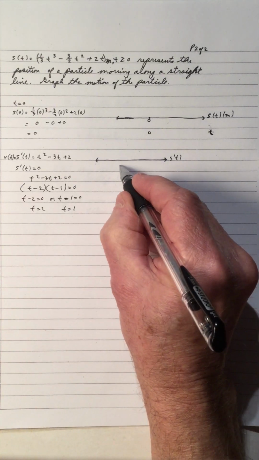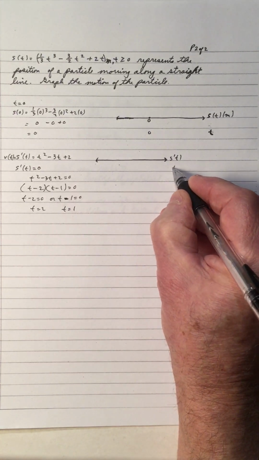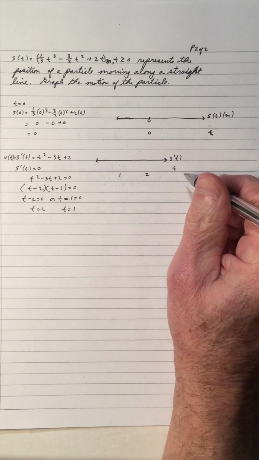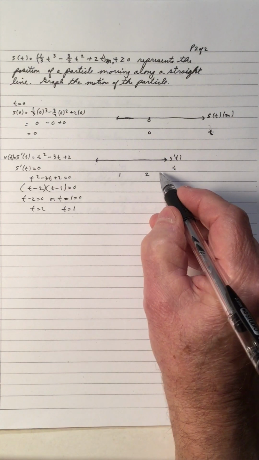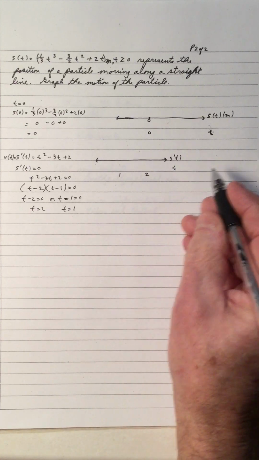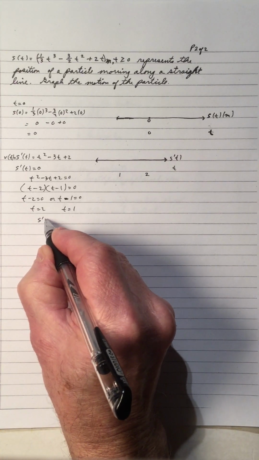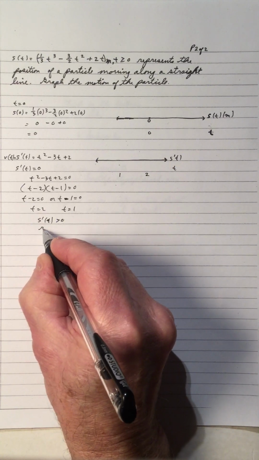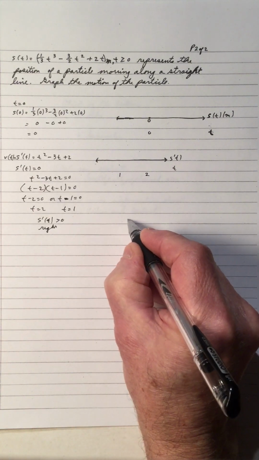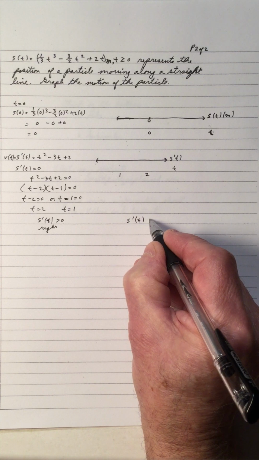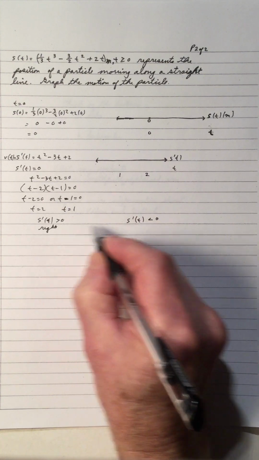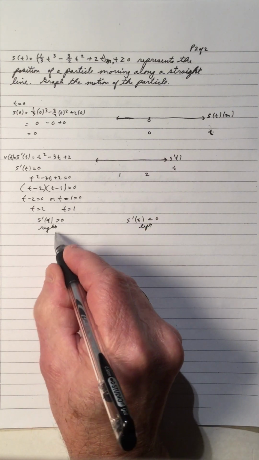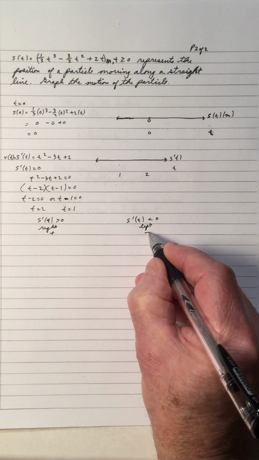So if we put 1 second here and 2 seconds here on the time axis, that means we have intervals in between. We can look at when s prime of t is greater than 0, that means it's going to the right. And when s prime of t is less than 0, that means it's going to the left. So it's going to the right when there's a plus, and to the left when there's a minus.